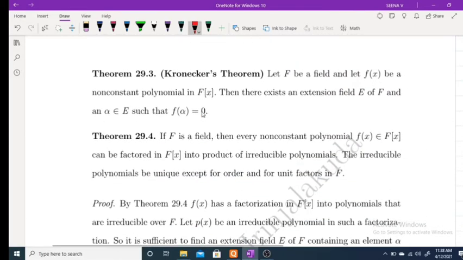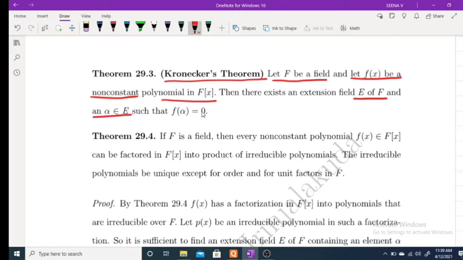Now we are going to one of the most important theorems, Kronecker's Theorem. What is the statement of the theorem? Listen carefully. Let F be a field, and f(x) be a non-constant polynomial in F[x]. Then there exists an extension field E of F, and an element alpha belonging to E such that f(alpha) equals 0.